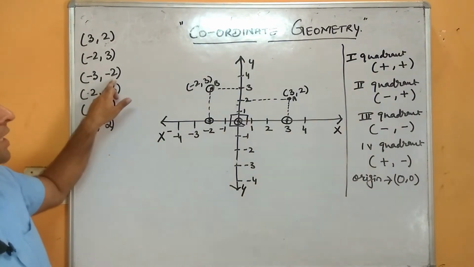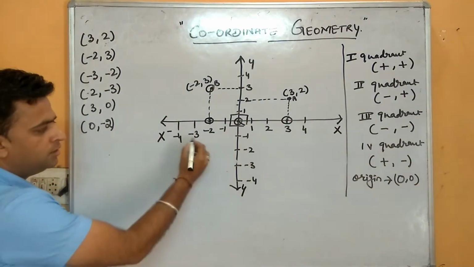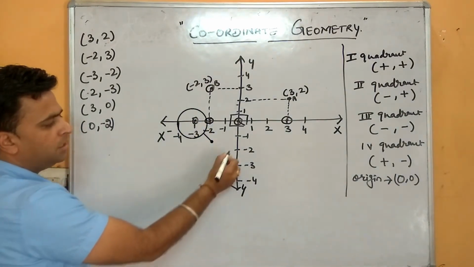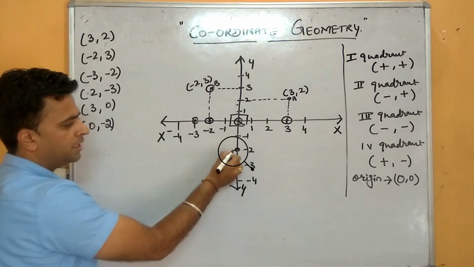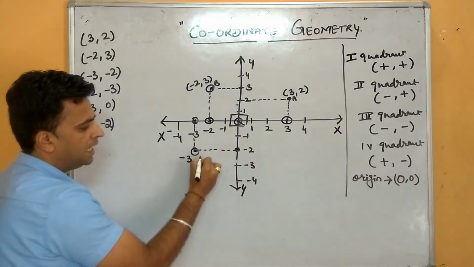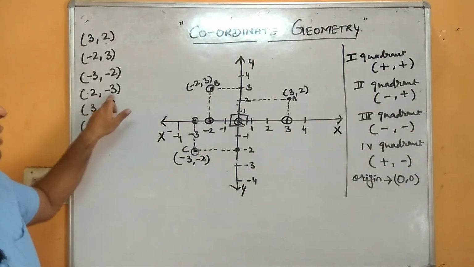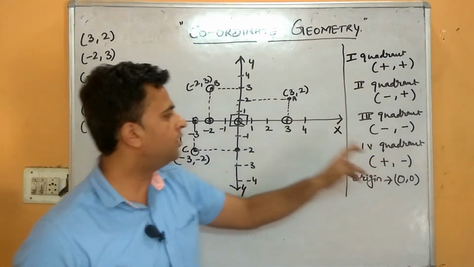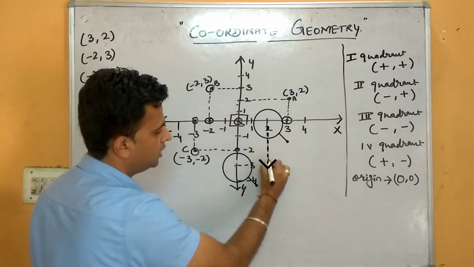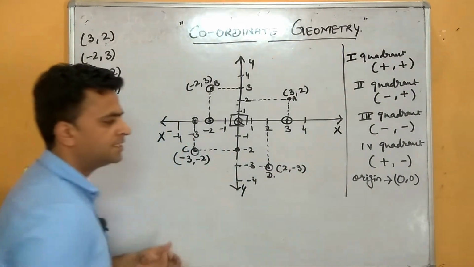Now the third, minus 3 and minus 2, we have the third quadrant because both values are negative. First look at the value of x, minus 3, then look at the value of y, that is minus 2. So we have the point minus 3 and minus 2, and the name given to this vertex is C. Next point 2 and minus 3, this is the fourth quadrant, where the value of x is positive and the value of y is negative. So 2 and minus 3, and the name of the vertex is D.